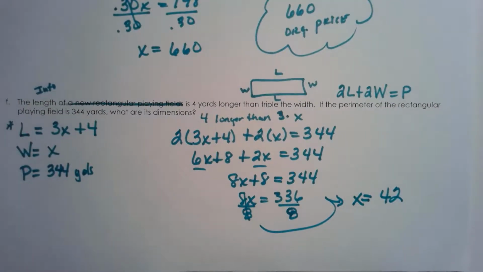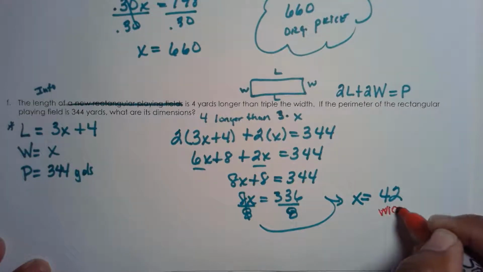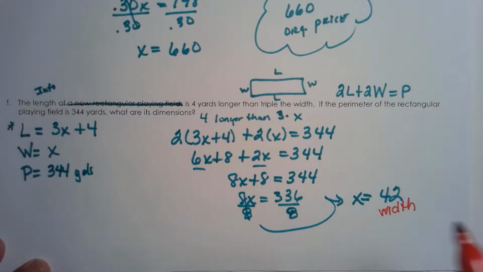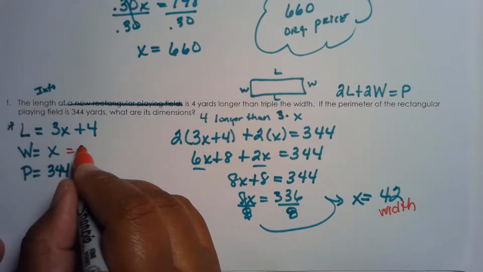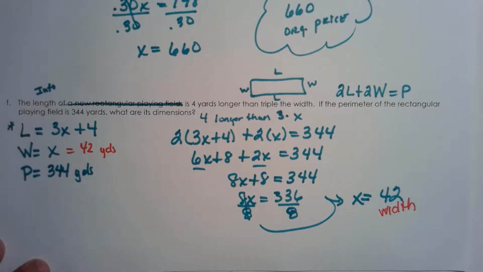So we have x now. What would x represent? Will it represent the length? Let's go back to what we defined at the beginning. Or will x represent the width? Well, x is going to represent the width. So we can go back to our information that we defined at the beginning and plug 42 in for x.